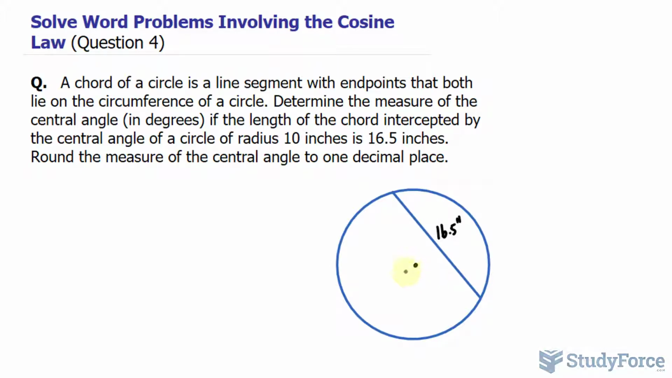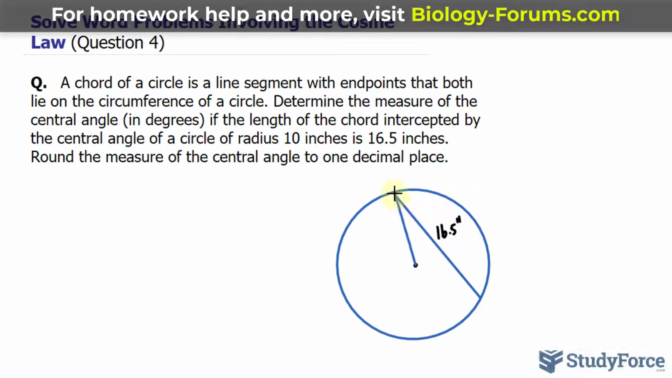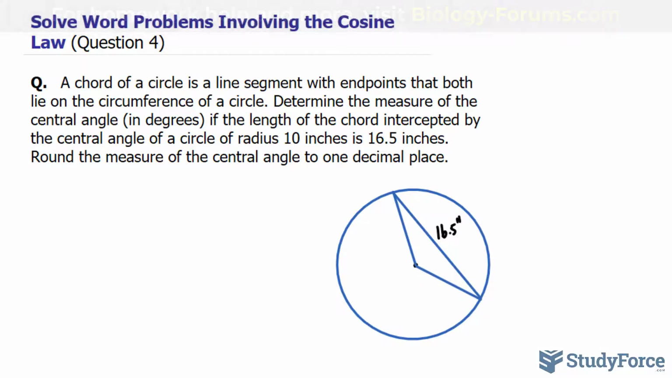And the reason why that's important is because the radius will be the same whether it's from here to here or from here to here. The radius is consistent all throughout a perfect circle. The angle that's made, we can call it the central angle theta. We need to find out what that is. We know that this is 10 inches.